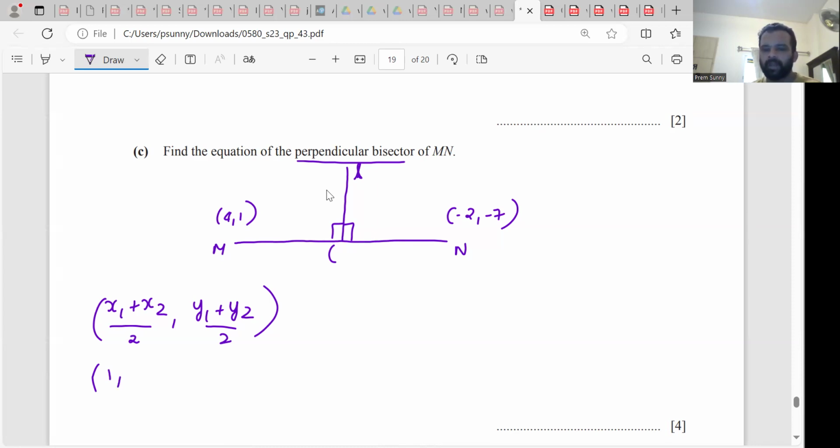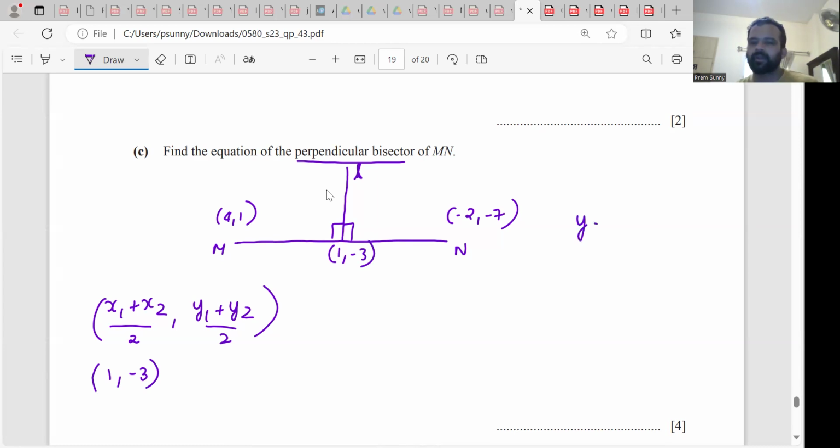y1 is 1, y2 is minus 7. 1 minus 7 is minus 6. Minus 6 divided by 2 is minus 3. So it passes through 1 comma minus 3. So the equation of a line which is perpendicular to MN.